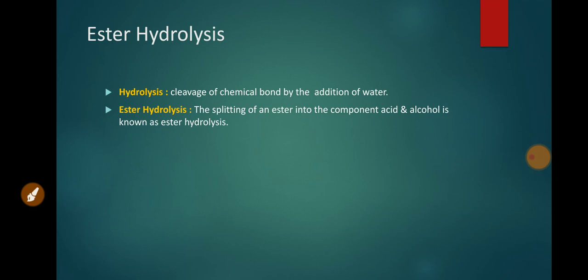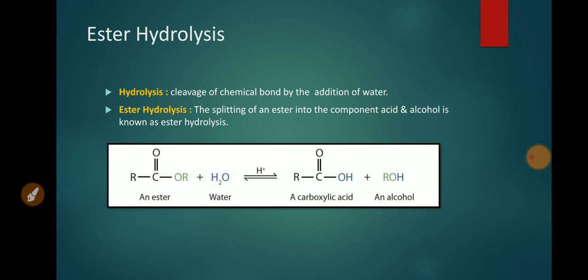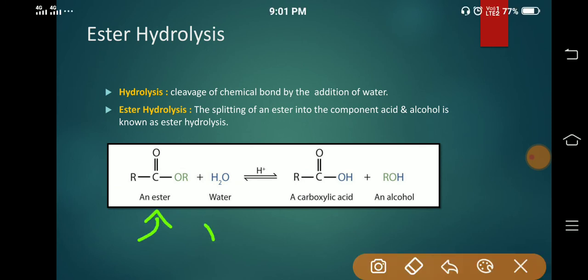Ester hydrolysis. Splitting of an ester into the component acid and alcohol is known as ester hydrolysis. That is, ester converts into acid and alcohol by a hydrolysis reaction. In this reaction we can see here ester on hydrolysis gives carboxylic acid along with alcohol.